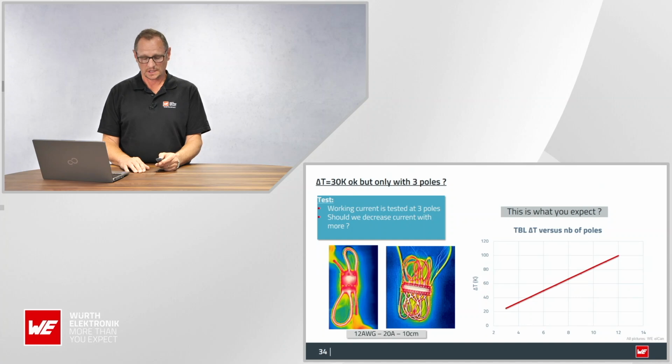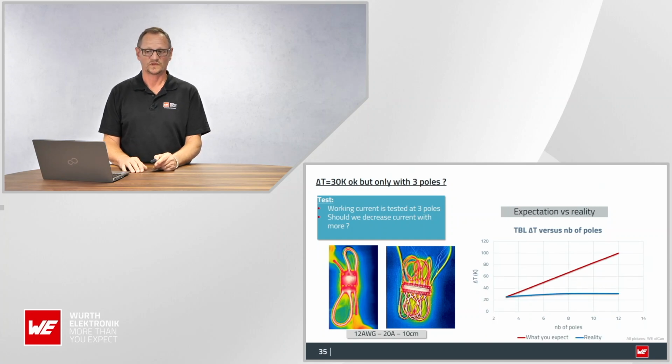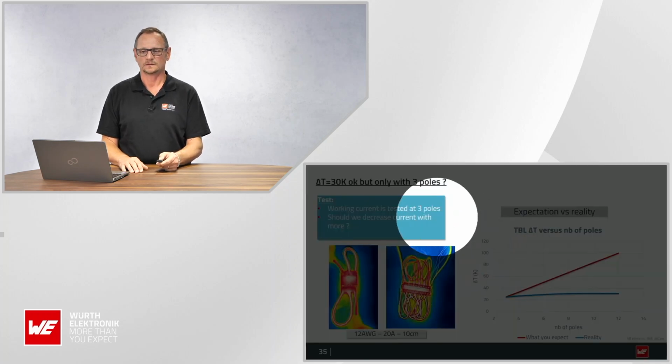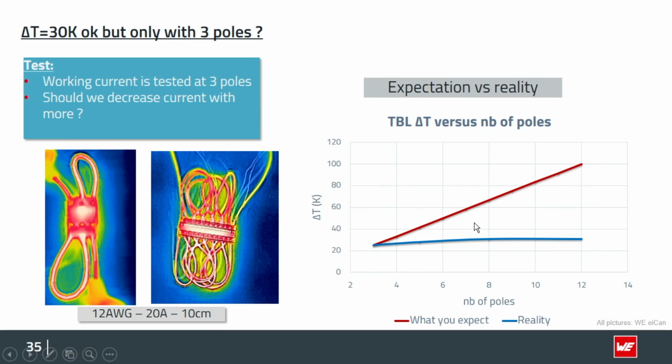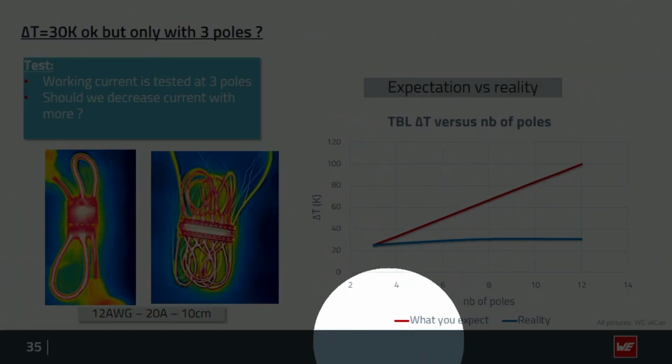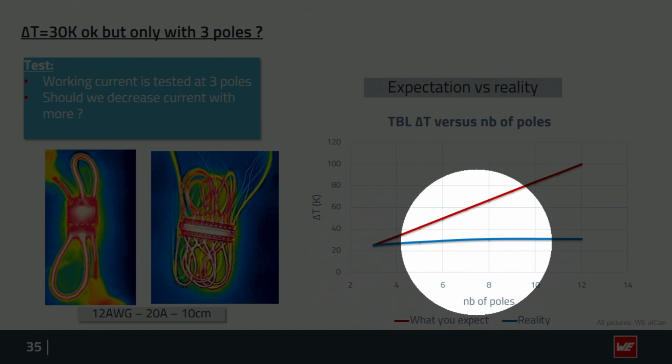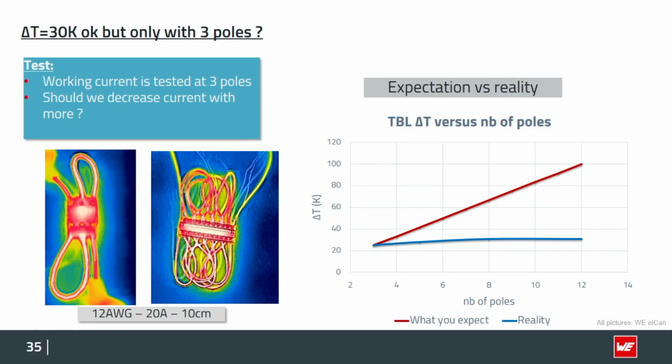And yeah, but how realistic was that? So what we found out really is that in reality, at the number of 8 poles, this was a kind of special point where we found out that the temperature is not rising any further, and even the temperature rise from 3 up to 8 poles was not really significant.